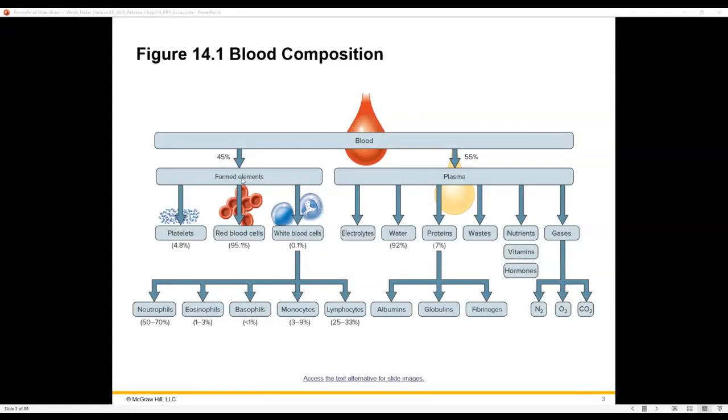Now, when we look at the formed elements, we see we can divide those up. Platelets are about 4.8%, red blood cells, the vast majority, at 95.1%, and white blood cells at 0.1%. And then the white blood cells we can further split apart here. We'll get the neutrophils forming most of them, 50 to 70%, eosinophils at 1 to 3%, basophils less than 1%, monocytes 3 to 9%, and lymphocytes at 25 to 33%.